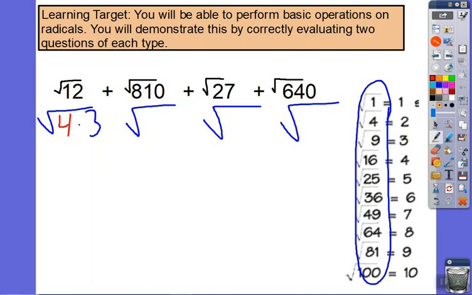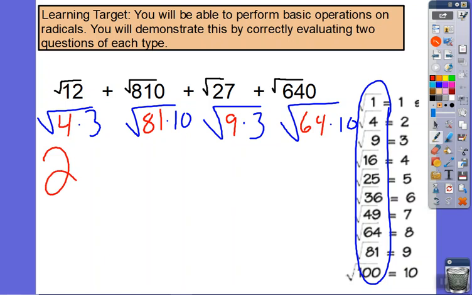810 seems intimidating until you notice which number goes really nicely into it. How about 81 times 10? What makes 27 from our list? That would be 9 times 3. What makes 640? That would be 64 times 10. Okay, now we're going to go through and get our answers there.